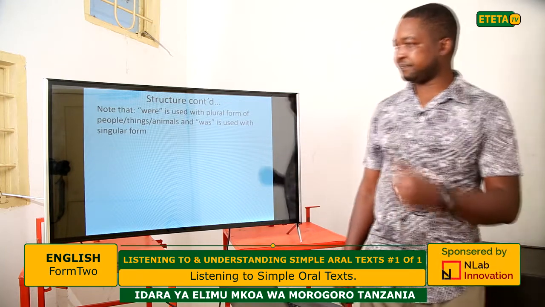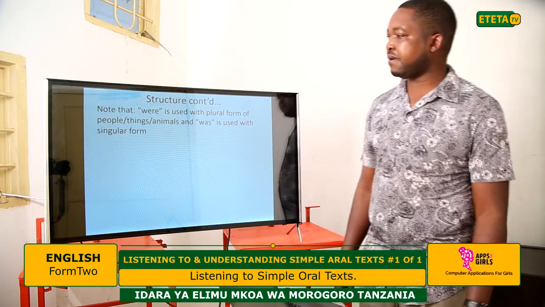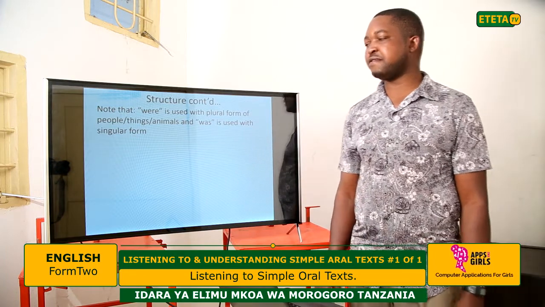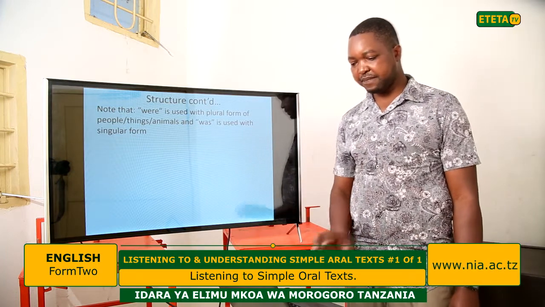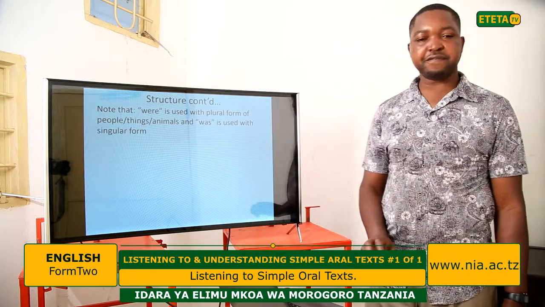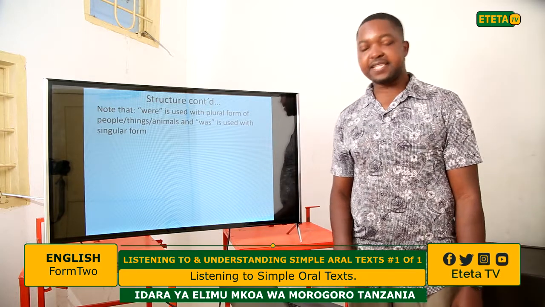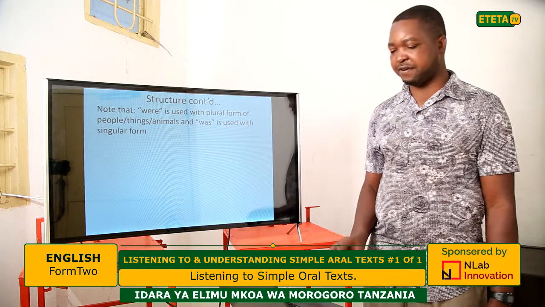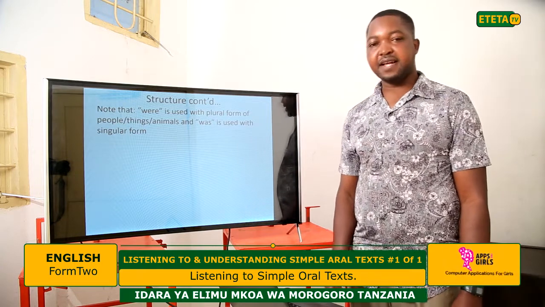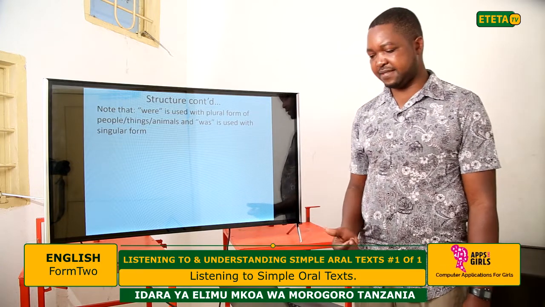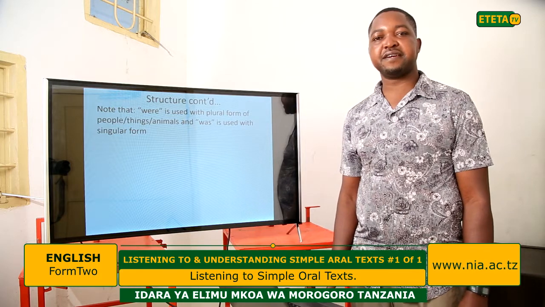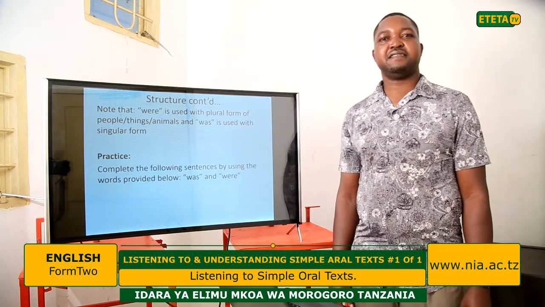Now, take note. Note that "were" is used with the plural form of people. It can be used for the plural form of things. It can be used for the plural form of animals. And as for the case of words, it's used with the singular form.